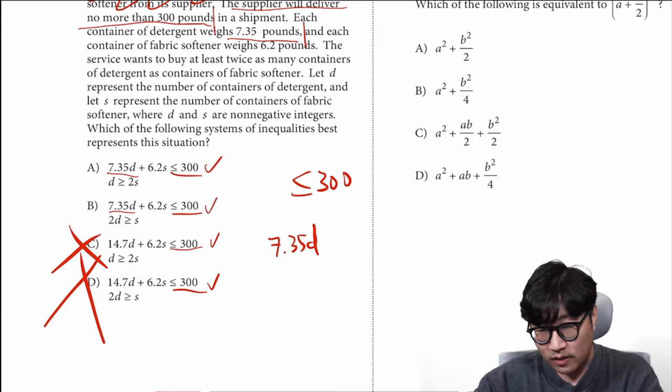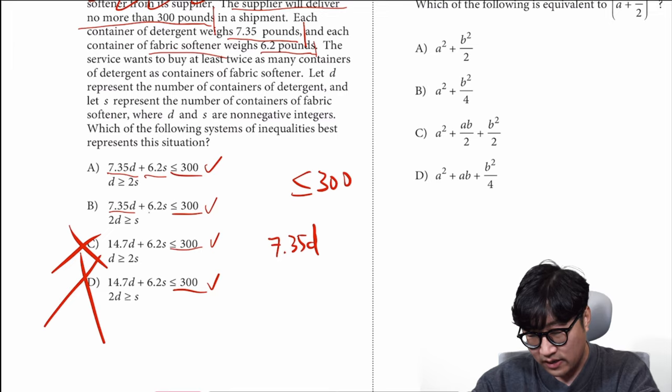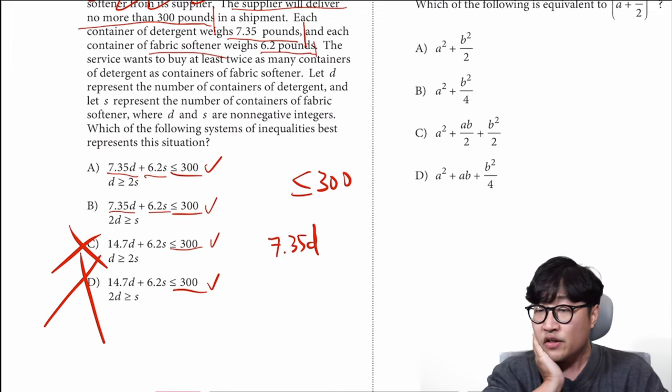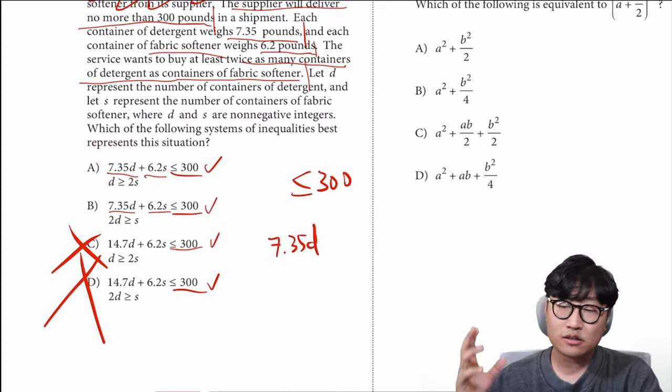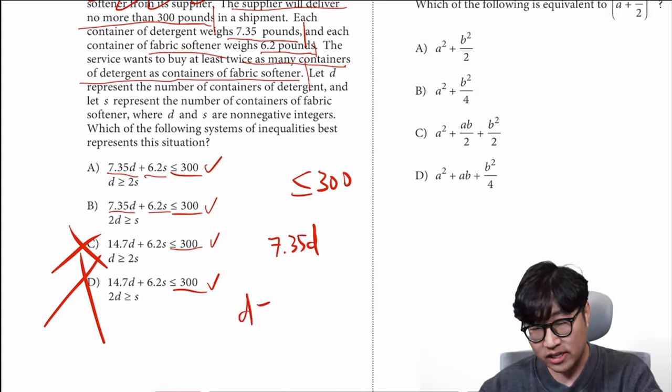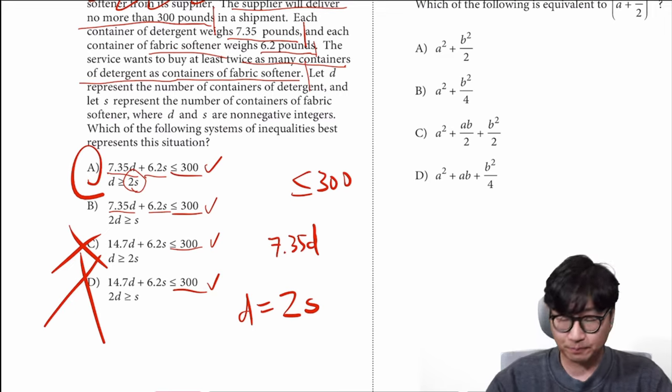Okay, so that was cool. And then 6.2 pounds of the fabric softener, but that's already in there for A and B, so that doesn't really help. The servant wants to buy at least twice as many containers of detergent as containers of fabric softener. So detergent is twice the fabric softener. So something about 2S, and A's got it, so that's why A is the answer.